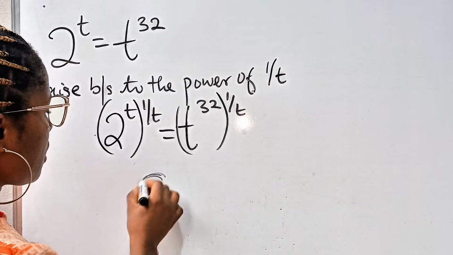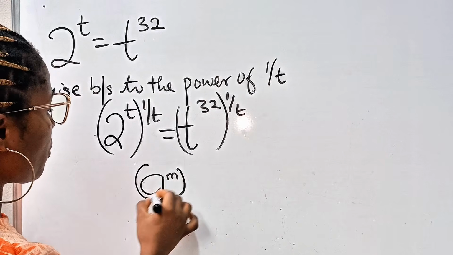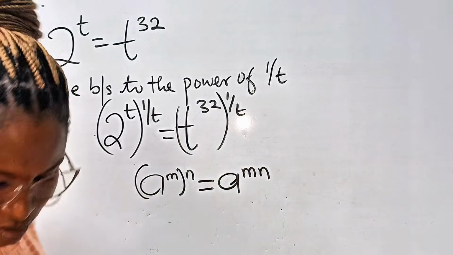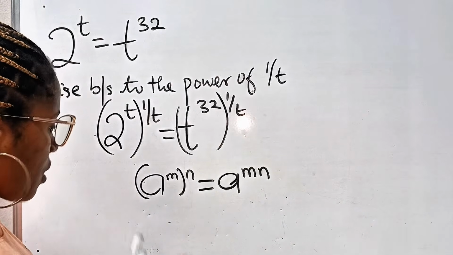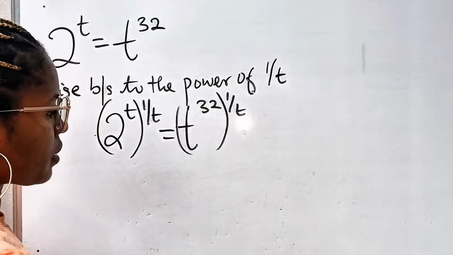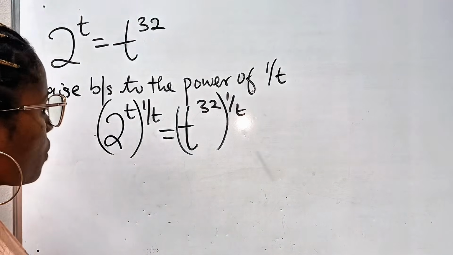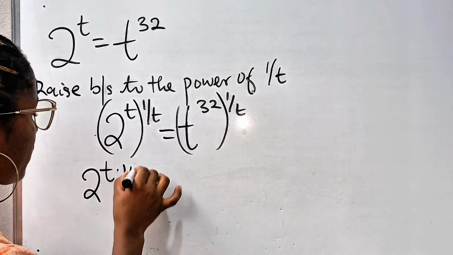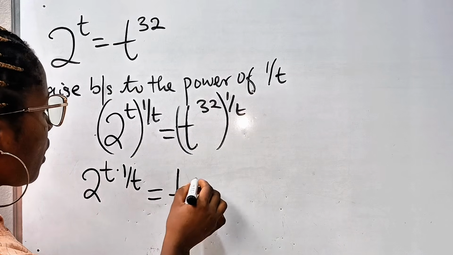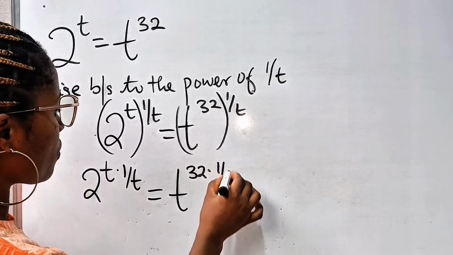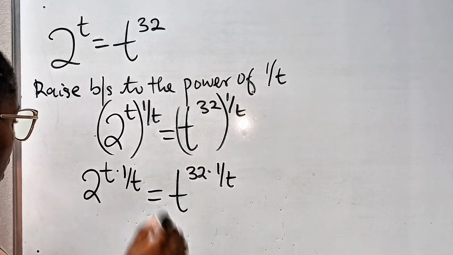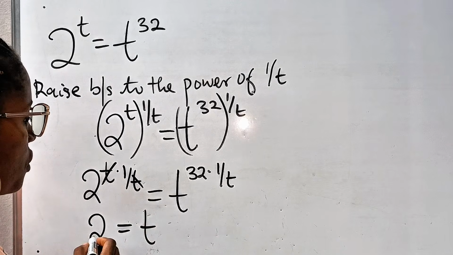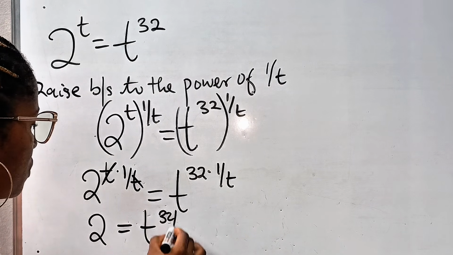Remember that a to the power of m raised to the power of n is equal to a to the power of m times n. Therefore, this simply means that we can write this as 2 to the power of t multiplied by 1 over t is equal to t to the power of 32 multiplied by 1 over t. All right. Now we cancel t. We now have 2 is equal to t raised to the power of 32 times 1, which is 32 over t.